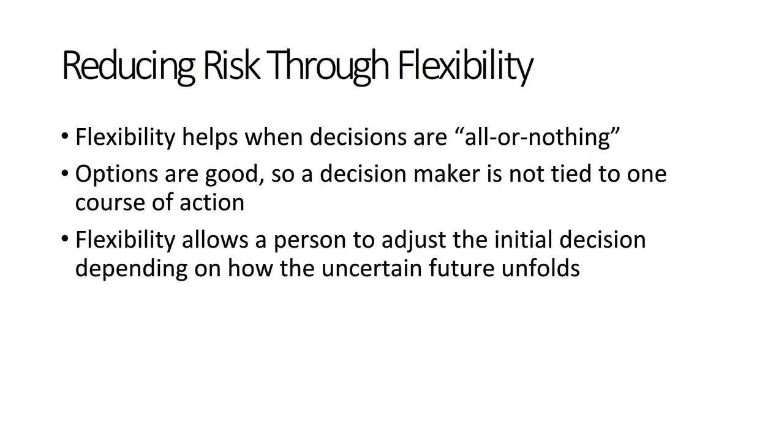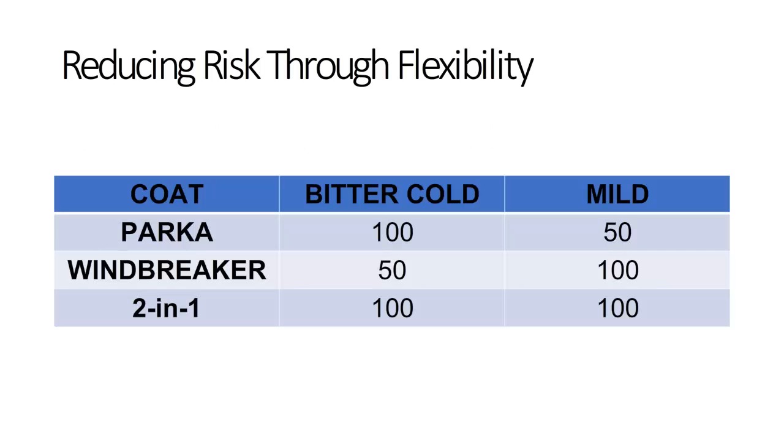But what if decisions are all or nothing? Then flexibility may help. It's good to have options so a decision maker is not tied to one course of action. Flexibility allows a person to adjust the initial decision depending on how the uncertain future unfolds. Flexibility becomes more valuable the more uncertain the future looks. It keeps the decision maker from becoming tied to one course of action and provides a number of options instead.